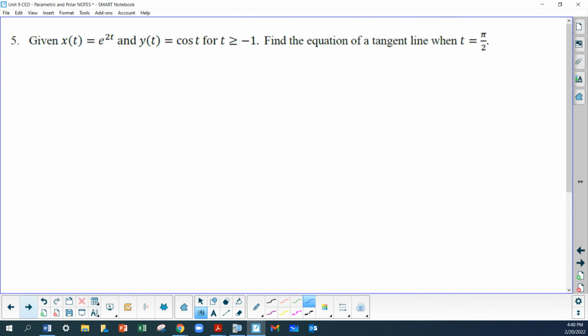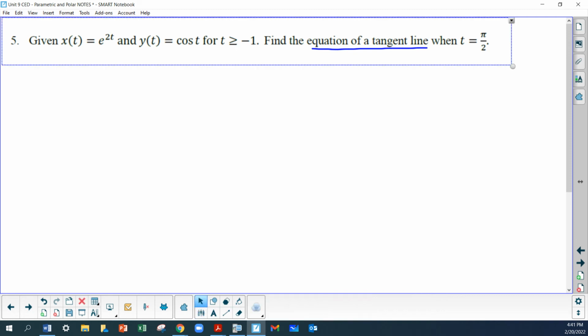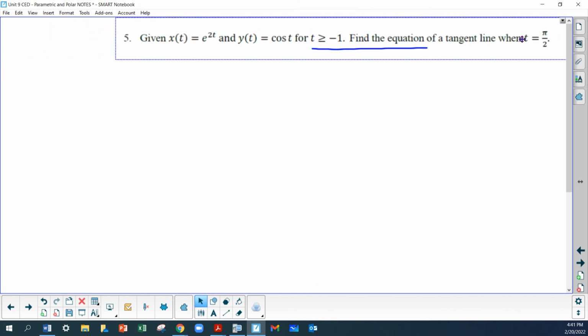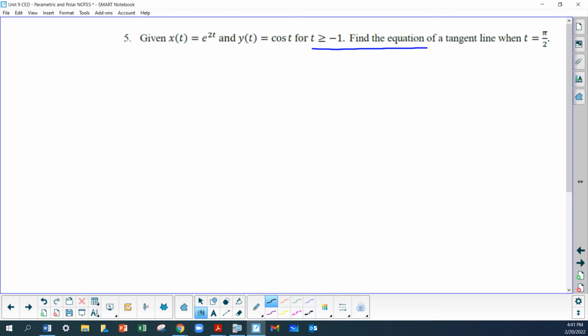Number 5, given x of t and y of t for t greater than or equal to -1, find the equation of the tangent line. Okay, you should know how to do equations of tangent lines, but it is an awesome refresher right here. So I'm going to give you a little left-hand space over on the left.